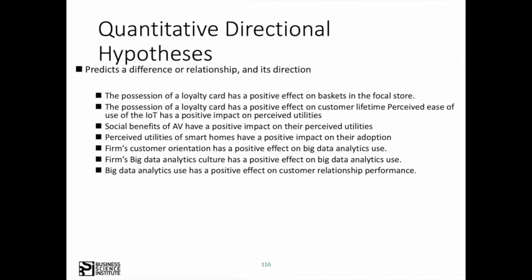The next important point is that you should always formulate a directional hypothesis that predicts a difference or relationship and its direction. Do not only say there's a link between the possession of a loyalty card and a purchase basket. Show the link, the direction. So the possession of a loyalty card has a positive impact on baskets, or the possession of a loyalty card increases them.